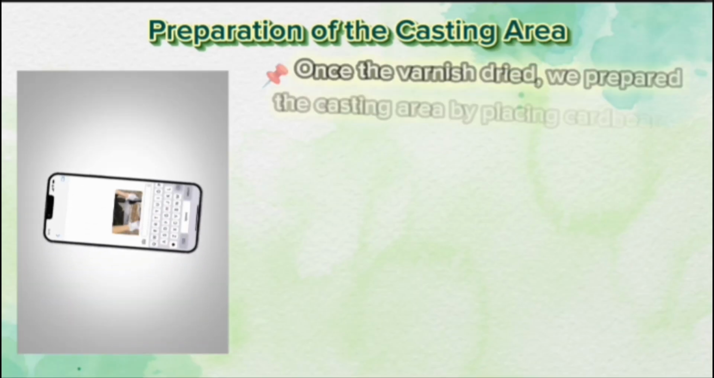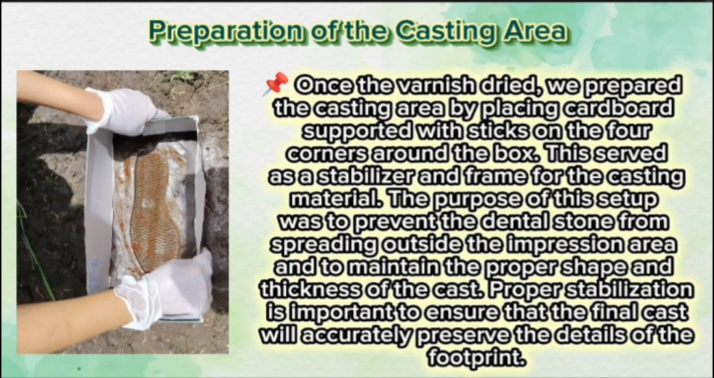Preparation of the casting area. Once the varnish dried, we prepared the casting area by placing cardboard supported with sticks on the four corners around the box. These serve as a stabilizer and frame for the casting material. The purpose of this setup was to prevent the dental stone from spreading outside the impression area and to maintain the proper shape and thickness of the cast. Proper stabilization is important to ensure that the final cast will accurately preserve the details of the footprint.